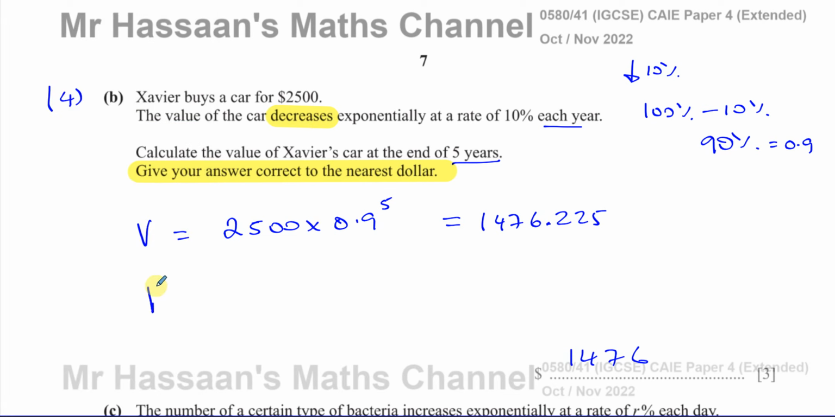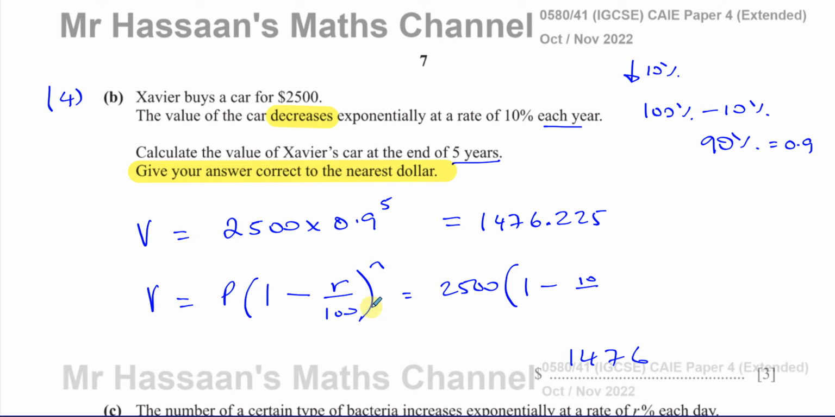And again, you could use the formula if you want. The formula is the new value is the original value times 1 minus the percentage decrease over 100, to the power of n. You'll have 2,500 times 1 minus 10 over 100, to the power of 5, and that gives you the same thing, because this is basically 1 minus 0.1, which is 0.9 to the power of 5 times 2,500, exactly the same thing that we got there. So it'll give you the same answer in the end.